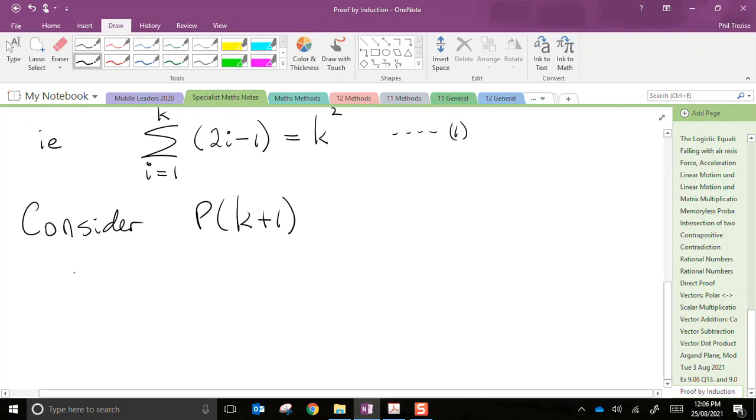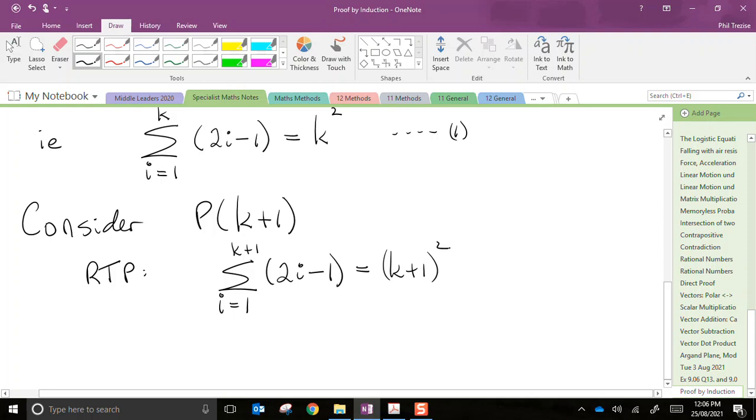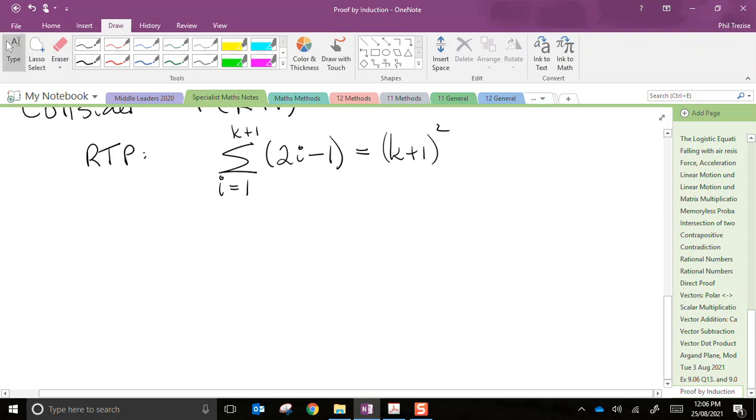In other words, we are required to prove that the sum from i equals 1 up to an upper limit of k plus 1 this time of 2i minus 1 equals k plus 1 squared. So we have to prove that. And we will start with the left-hand side, which equals the sum from i equals 1.